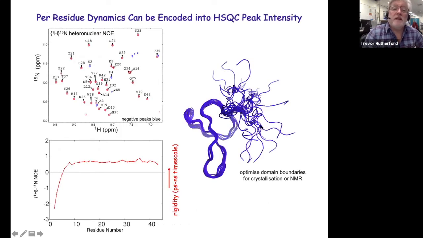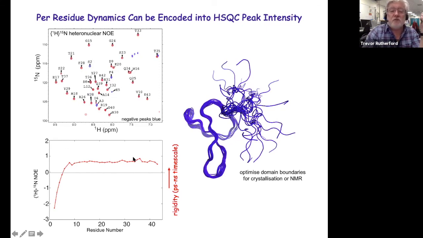Per residue dynamics, we can encode into the HSQC. So we use a modified HSQC experiment in which we can encode the dynamic behavior, basically the mobility rate, into the intensity of peaks in here. These blue peaks here are negative, and if we plot out the intensity of these peaks, we can see that there is a correlation between chain rigidity and the magnitude of this NOE between the proton and the N15. But crucially, we're getting this information on a per residue basis across the whole chain.